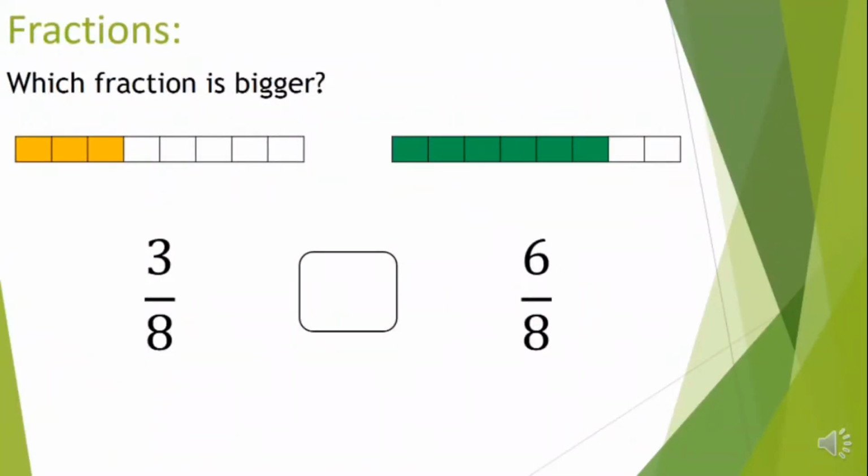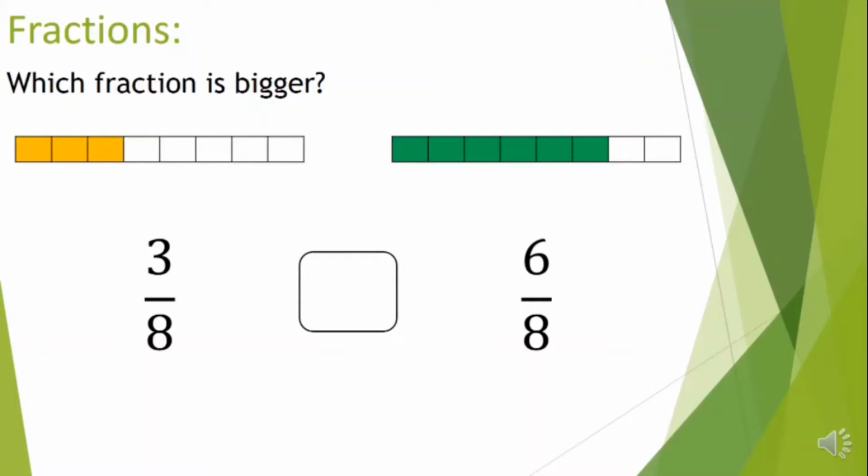So let's begin by looking at this example. Both of these fractions have a denominator of 8. And that's because the bars at the top have both been split into 8 equal parts. So if we start with the orange bar, as you can see, 8 equal parts. 3 of those equal parts have been shaded in. So the numerator is 3, so we have 3/8 of that bar shaded in.